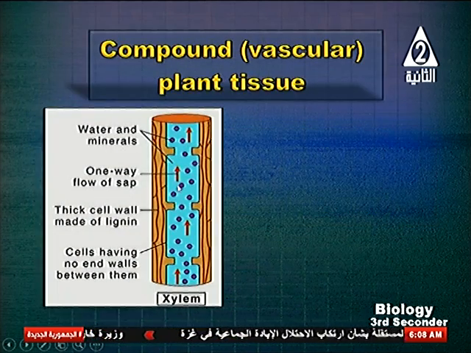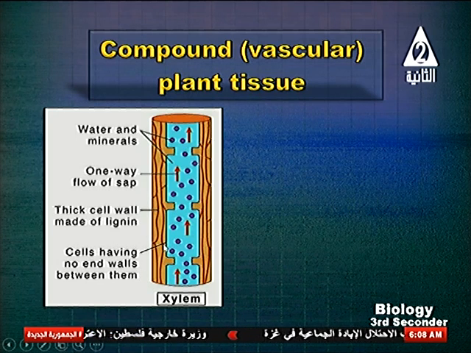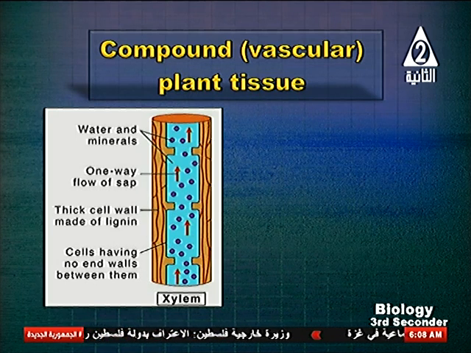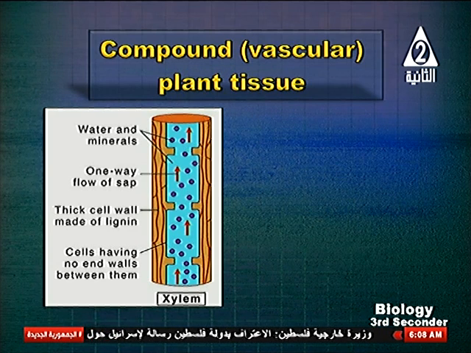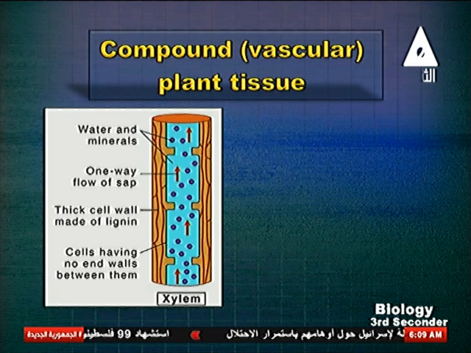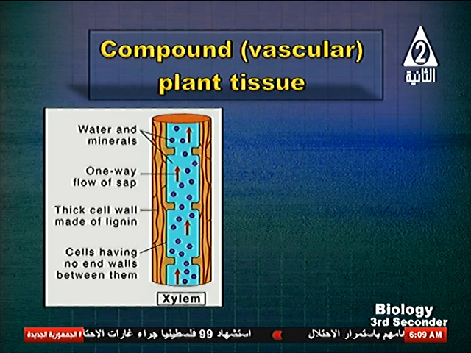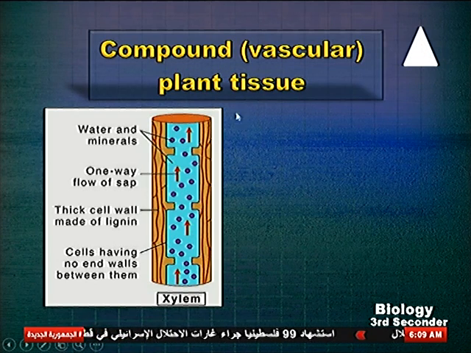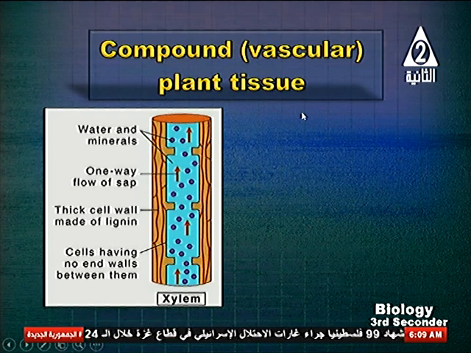Compound plant tissue such as xylem. Xylem consists of three types of cells: xylem vessels, xylem tracheids, and xylem parenchyma. Xylem vessels and xylem tracheids are non-living tissue. Xylem parenchyma is living tissue. So the xylem is compound vascular plant tissue because it consists of more than one type of cell.